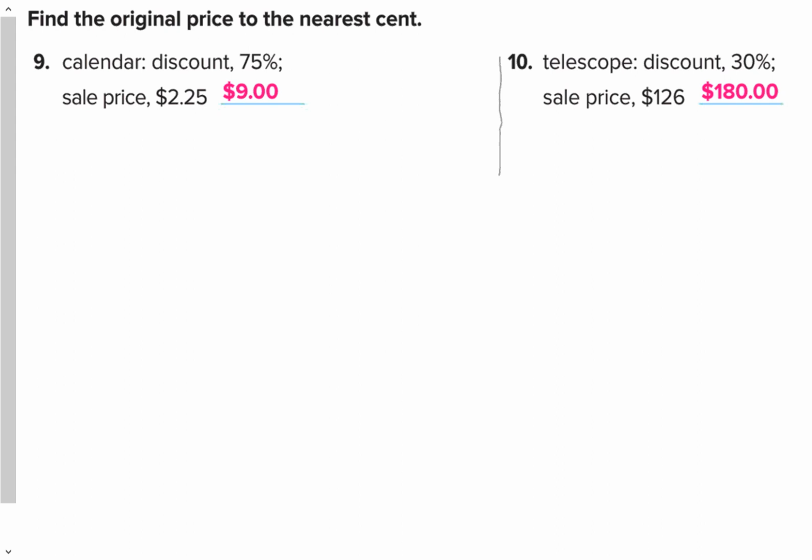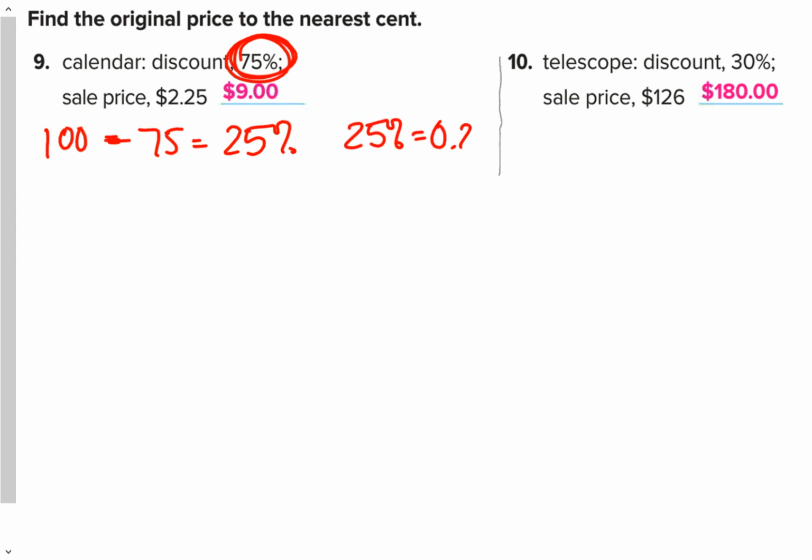Here's number 9. Find the original price to the nearest cent. The discount was 75%, which means we took 75% off. So we actually only paid 100 minus 75, which is 25% of the price, which was nice. And just remember 25% equals 0.25.